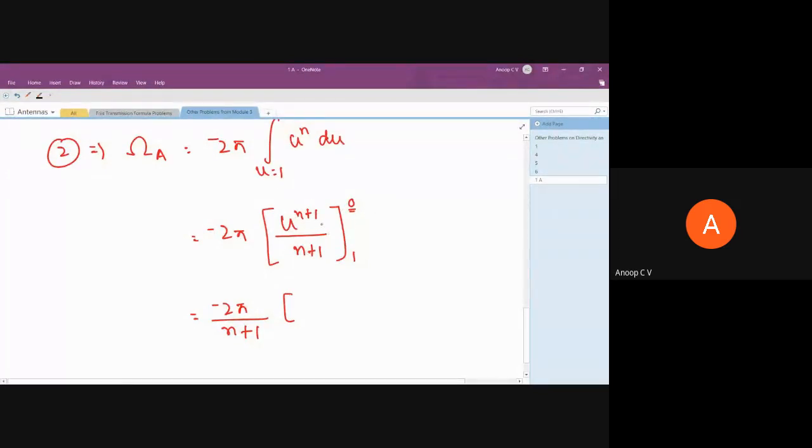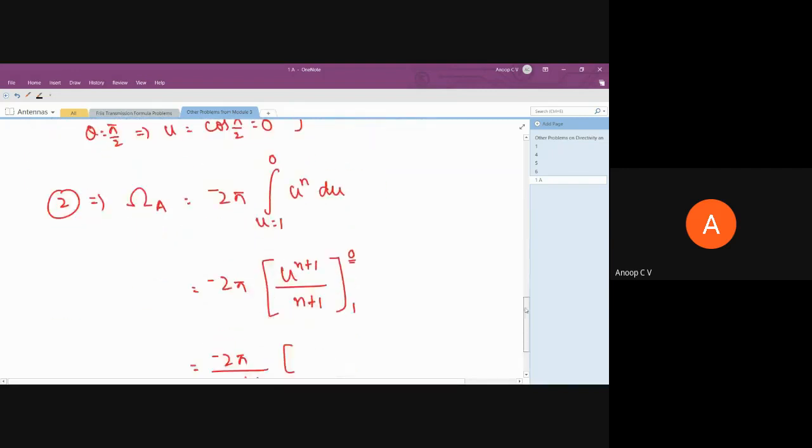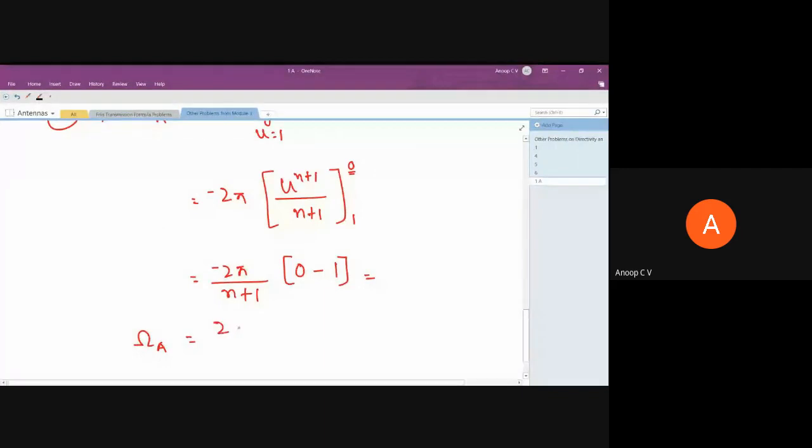The limit is 1 to 0 only. So 0 power anything is 0, and minus 1 power anything is 1. So it is 0 minus 1, and that minus and minus will get cancelled. Now what we'll get is omega A is equal to 2 pi divided by n plus 1.